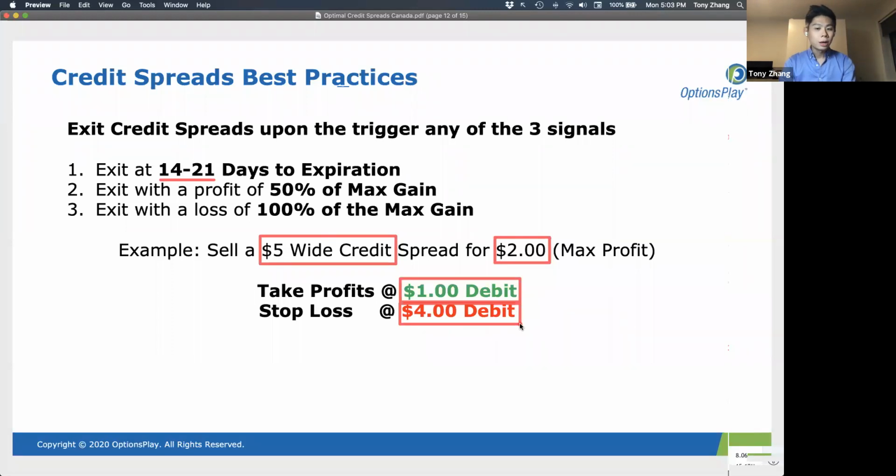Now, if the trade does not hit criteria one or criteria two first, but it reaches 14 to 21 days from expiration, basically without hitting your take profit level and without hitting your stop loss level, then it's time to just get out, regardless of whether you've made money or lost money, at 14 to 21 days from expiration. That is the optimal strategy to exit a credit spread.